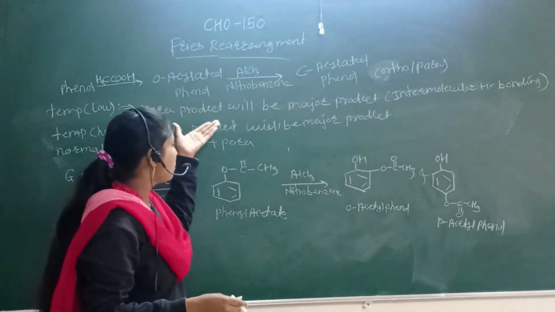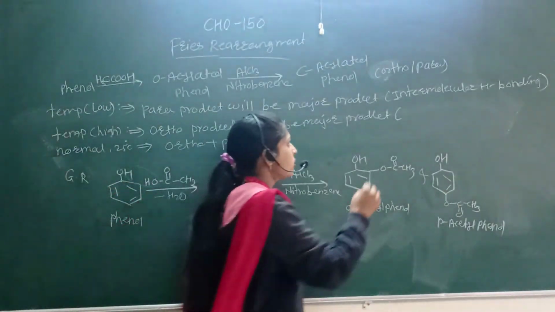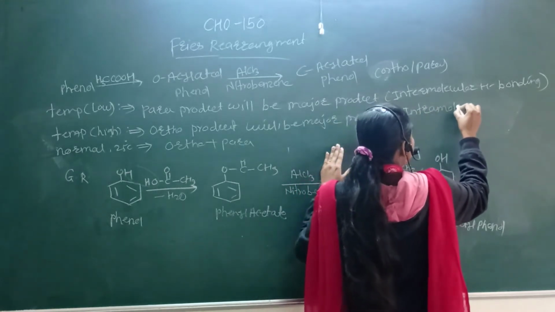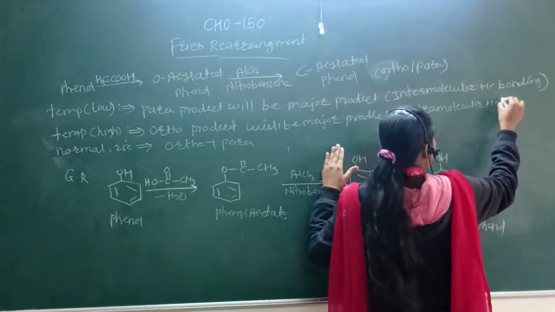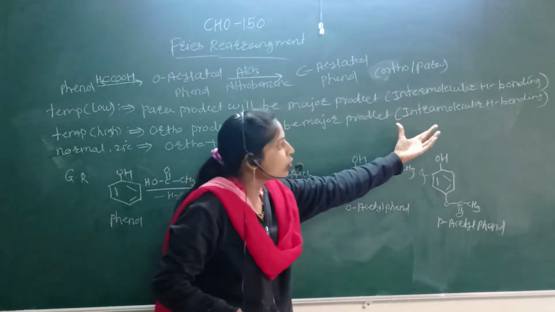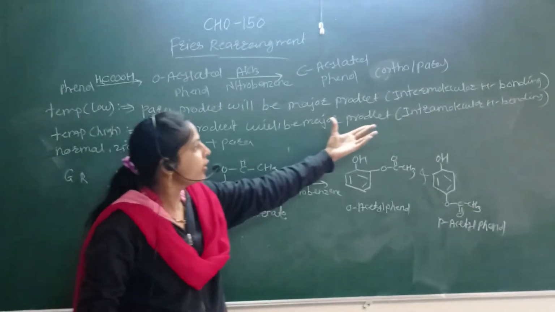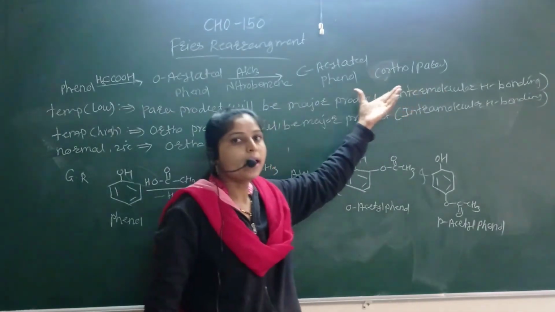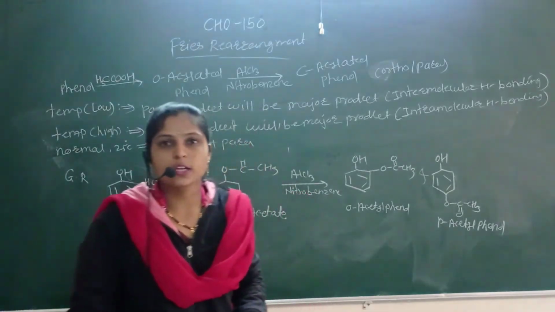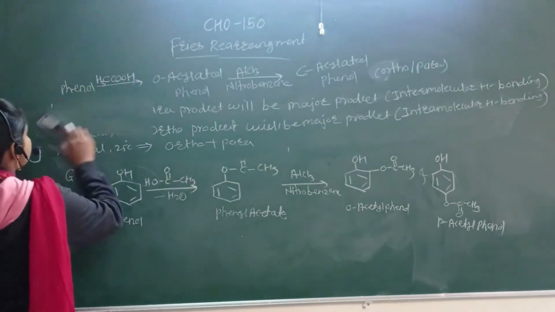So this is the formation of the para product. Here also hydrogen bonding is possible, but it is intramolecular hydrogen bonding. Here intramolecular hydrogen bonding will be formed, then the ortho product will be stable, and where intermolecular hydrogen bonding is formed, the para product will be the stable or major product obtained in the reaction. Understand? So the mechanism we have to discuss here in detail.